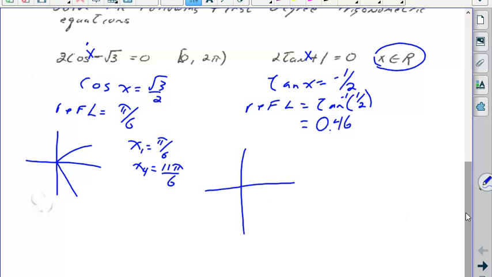Tangent is positive, or tangent is negative in quadrants 2 and 4. So the answer in quadrant 2, backwards, pi minus our 0.46, and the answer in quadrant 4, 2 pi minus 0.46.